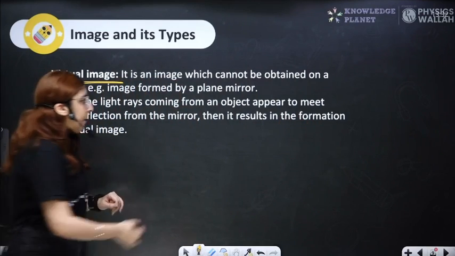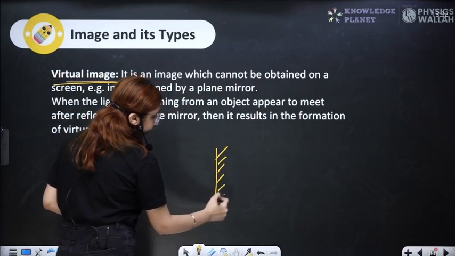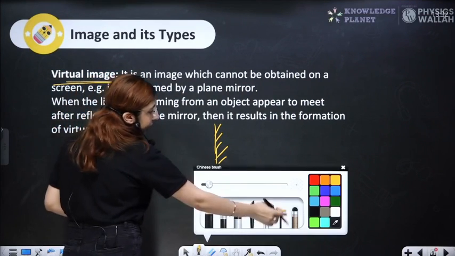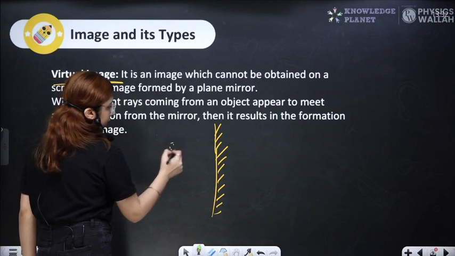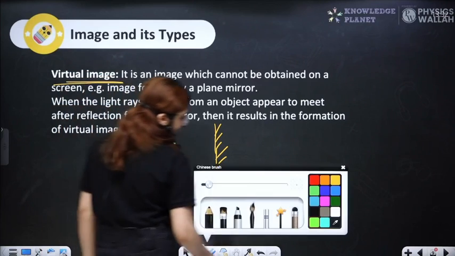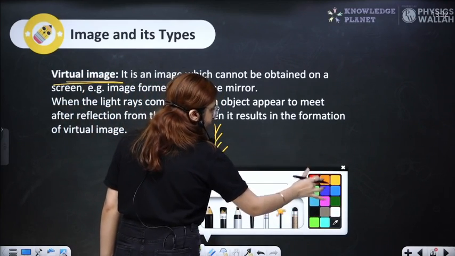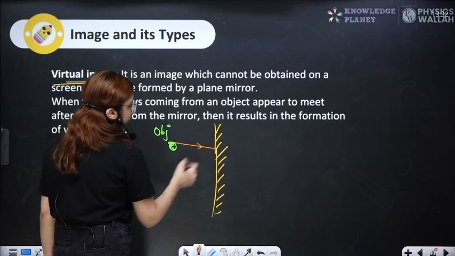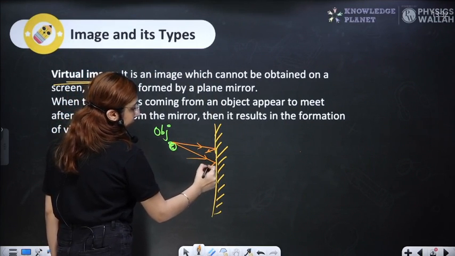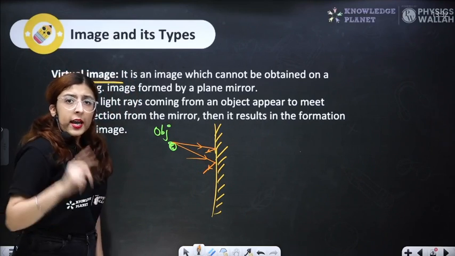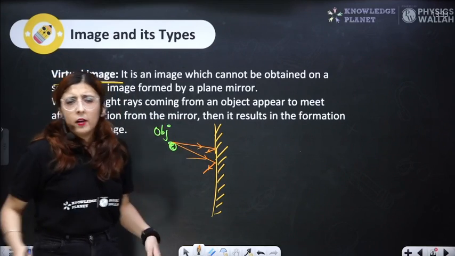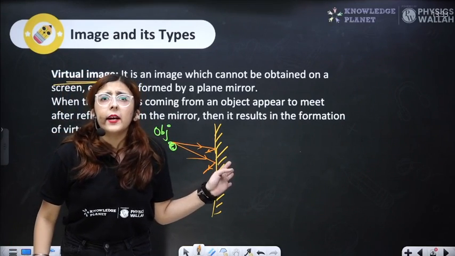Let us take up the example of the plane mirror only. Let me say that an object is here. That's my object. Rays are going from the object. Normal rays, I'm not saying any specific ray. Now everyone, these rays are getting reflected. As my rays are getting reflected, they are diverging. They won't meet. So as my rays are not going to meet, how will I get an image?